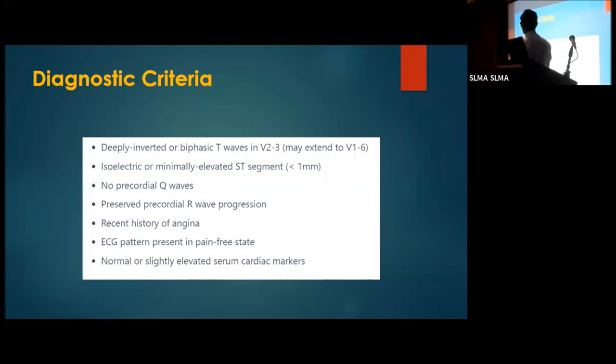The most important thing is there should not be a Q wave. If there is a Q wave, that means you are dealing with an established anterior STEMI. And there should be good R wave progression and a recent history of angina, and most patients are pain-free by the time you are seeing the ECG. And you can obviously see some cardiac enzymes are elevated.